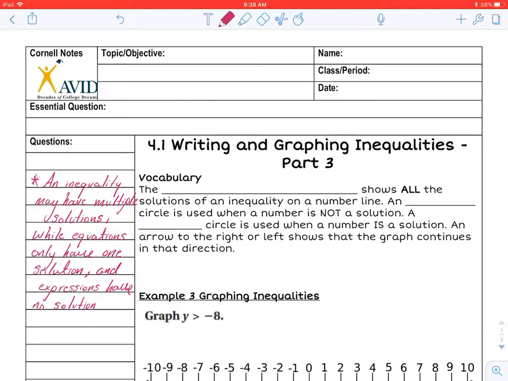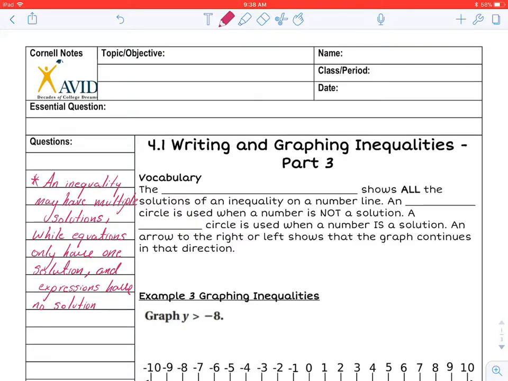So if I told you 3x equals 9, then x has to equal 3. And in an expression, something like 3x does not have an answer. It can only be simplified, but we can't solve for x because there's no equal sign.